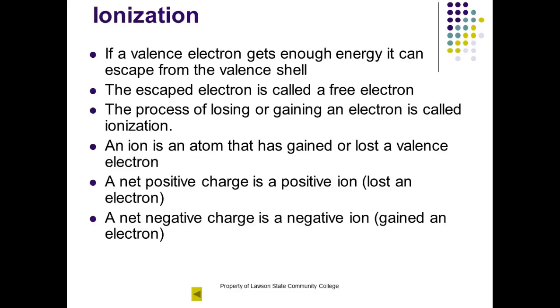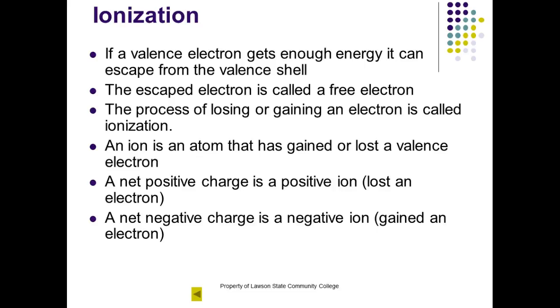If a valence electron gets enough energy, it can escape from the valence shell. The escaped electrons are called free electrons. Thank goodness for free electrons, because that's what current is. The process of losing or gaining is called ionization.